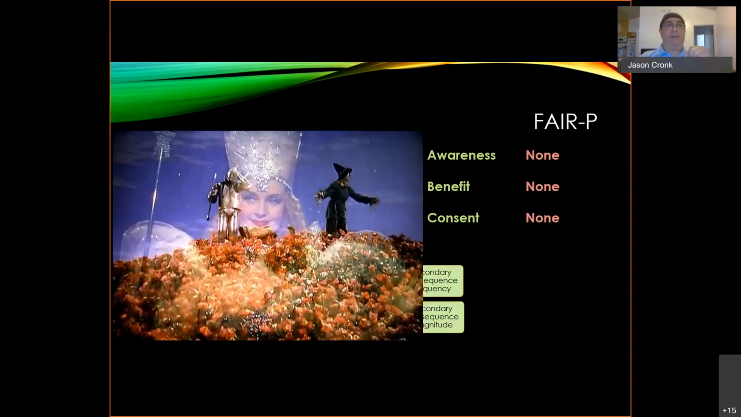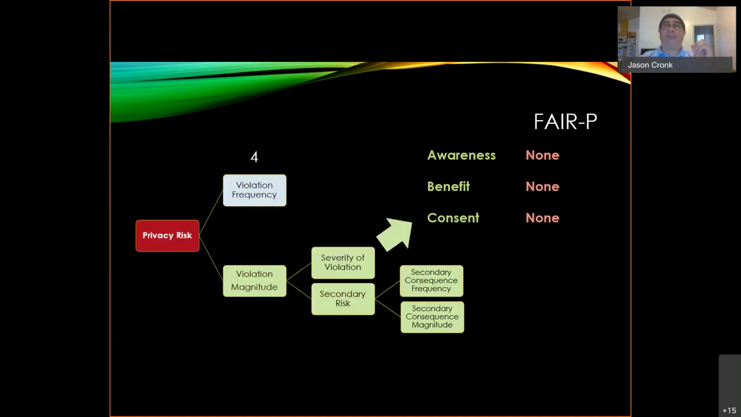Oh, sorry, and I did have a picture of Dorothy in the poppy fields and Glinda the Good Witch. So now, here's the interesting thing. There is no one scale to use.